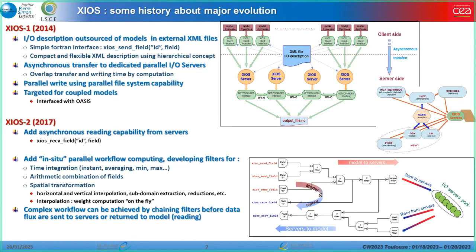So, XIOS has a very precise and efficient interpolation method that is done on the fly, and the weight computation at the initialization can also be done on the fly very quickly. With this system of filters that can be chained, you can achieve a very complex workflow before the data are sent to the server, or symmetrically, data can be received from servers and also enter a system of filters and be returned to the model.